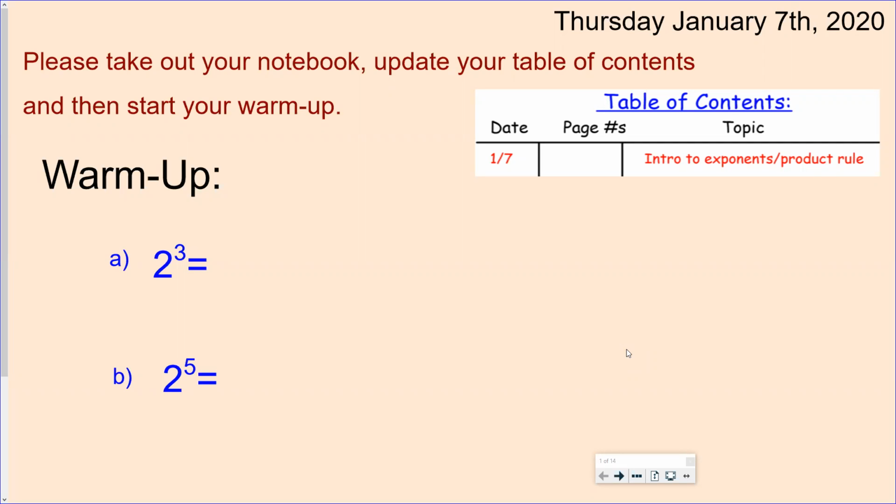For the warm up, go ahead and come up with what 2 to the 3rd power equals and what 2 to the 5th power equals. So I get 2 to the 3rd power is 8, and 2 to the 5th power is 32.